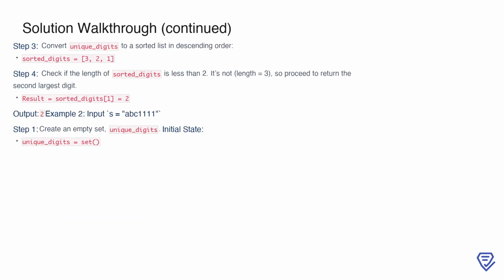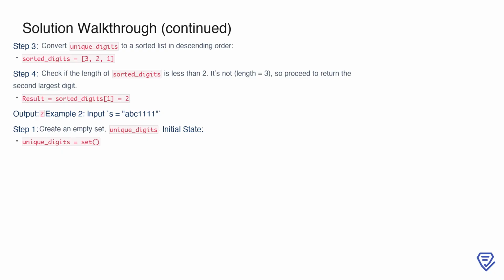Now that we have all the unique digits in the set, the next step is to sort them in descending order. After sorting, we get the list 3, 2, 1. Once we have the sorted list, we check if it contains at least 2 elements. If it does, we can safely access the second largest digit, which is the second element in the sorted list. In this case, the list has 3 elements, so the second largest digit is 2. This is our result. For the output, we return 2.